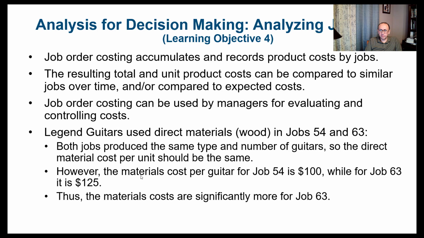They use direct material, in our case here wood, in job 54 and 63. Job 63 is the most recent, and job 54 is an older job, but very similar. Both jobs produce the same type and number of guitars, so the direct material cost per unit should be the same. However, the material cost per guitar for job 54 is $100, while for job 63 it is $125. Therefore, the material costs are significantly more for the newer job, which is job 63.